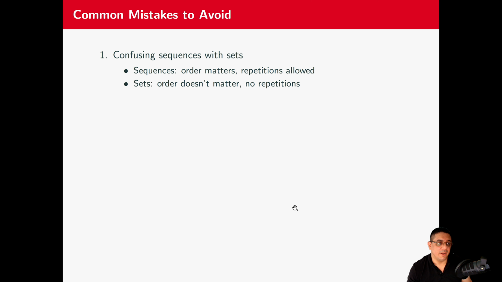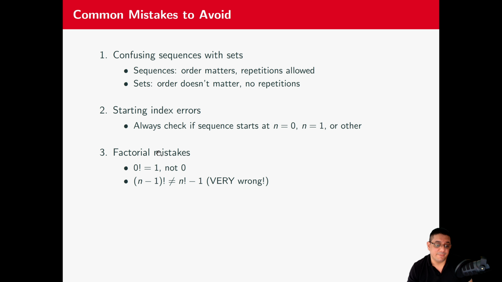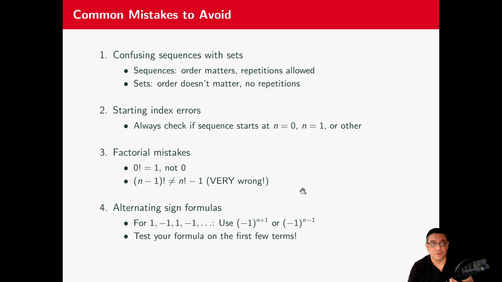Okay, we're reaching the end of this section. You have to be careful here not to confuse sequences with sets. Watch out for index errors: make sure whether you're starting at 0 or at 1. Be careful with factorials, not to mistake 0 factorial with 0, or n minus 1 factorial with n factorial minus 1, things like that. With alternating formulas, like 1, minus 1, 1, minus 1, you have to be very careful about checking where it starts and making sure that you're getting the right number with the right index.